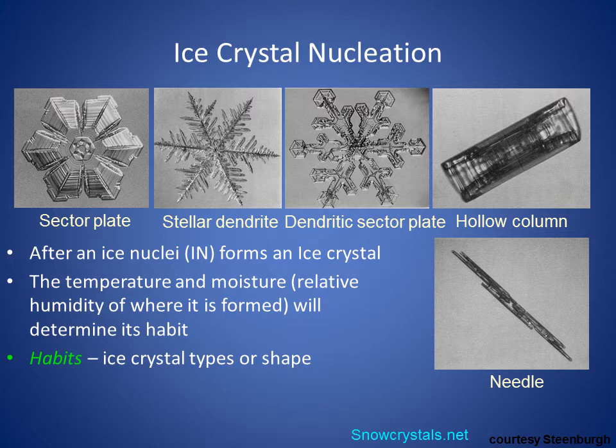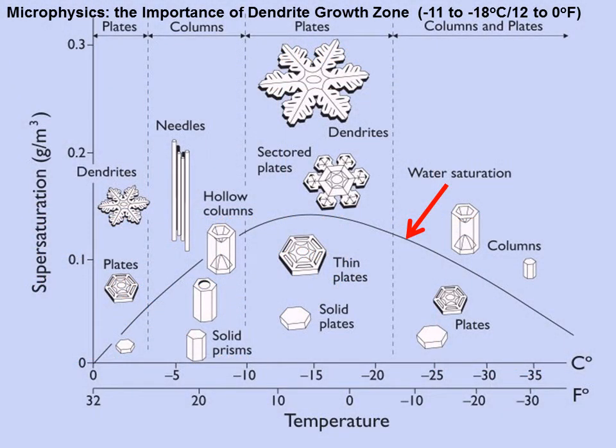After an ice nucleus forms an ice crystal, the temperature and relative humidity, which is an expression describing the percentage of moisture in the air, will determine its habit. The habit is defined as the type or shape of the ice crystal. Examples of habits are shown in the figure and include plates, dendrites, columns, and needles. Crystal type is dependent on the temperature and the moisture or relative humidity of where it is formed.